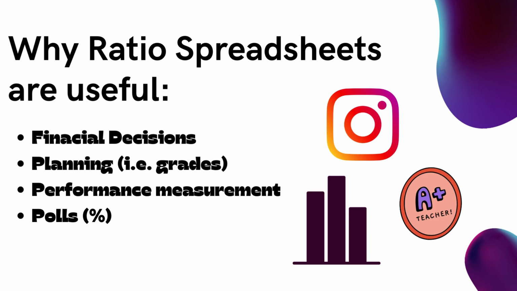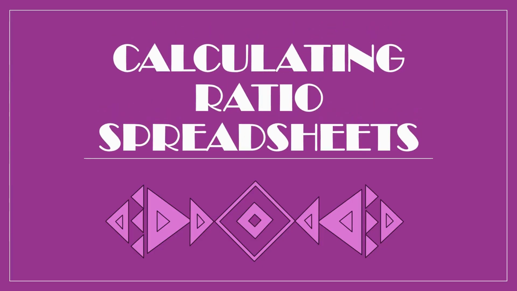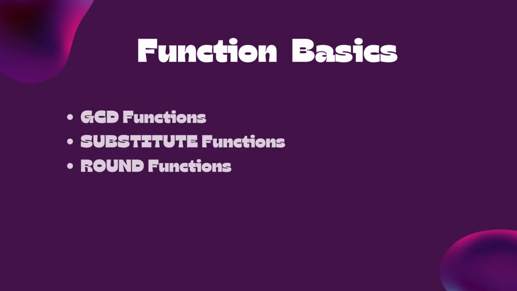Lastly, we can use this as a performance measurement in social media. We can use this through engagement, click-through rates, and growth of followers and likes. We can also use this to interact with our followers when they're most active. We can also use polls. Now that we've covered the basics, let's go over how to calculate ratio spreadsheets.